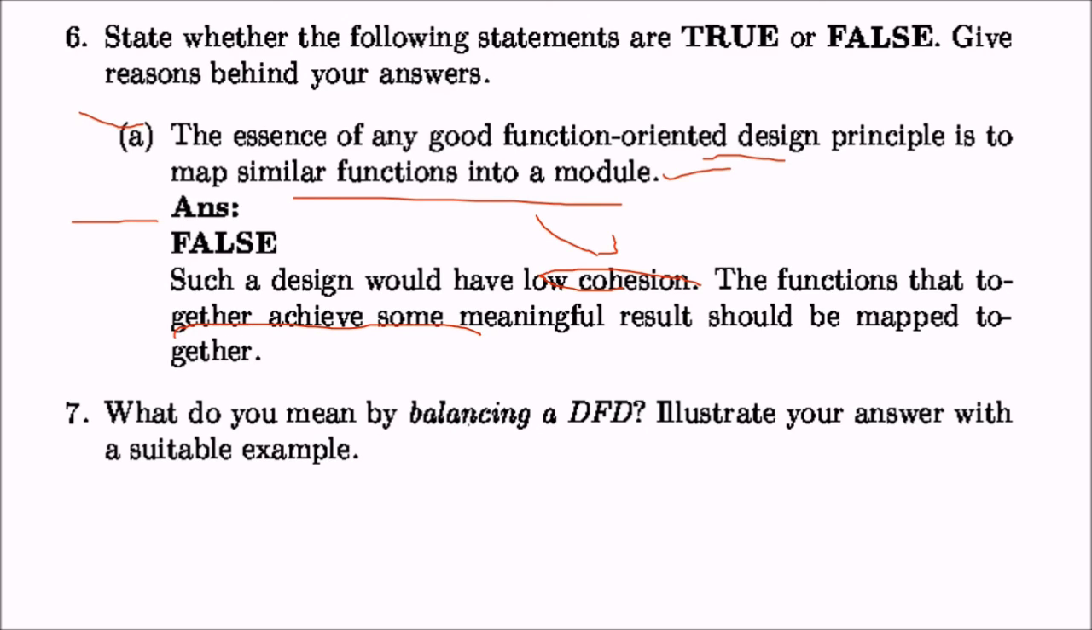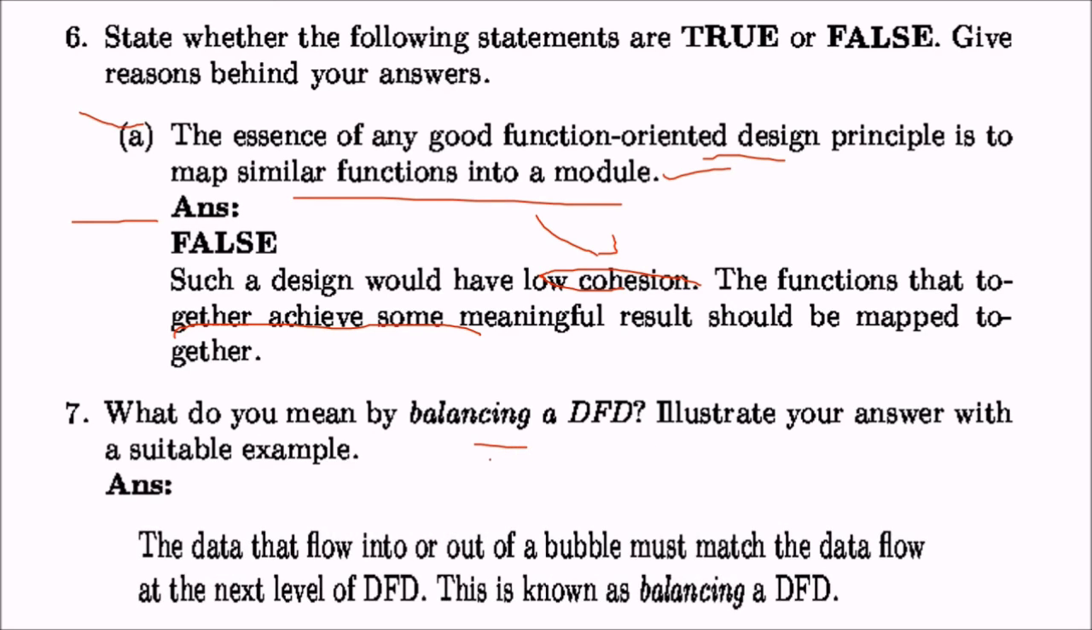What do we mean by balancing a DFD? You can illustrate with some suitable example, but we'll try to answer it in text. The data that flow into and out of a bubble must match the data flow at the next level of DFD. This is what we call balancing a DFD.